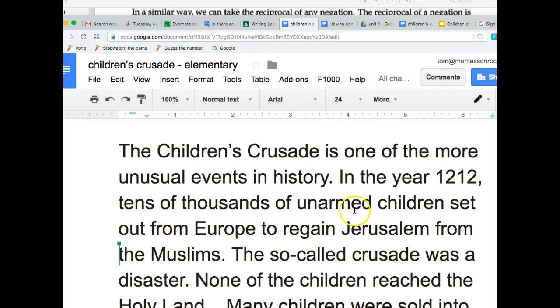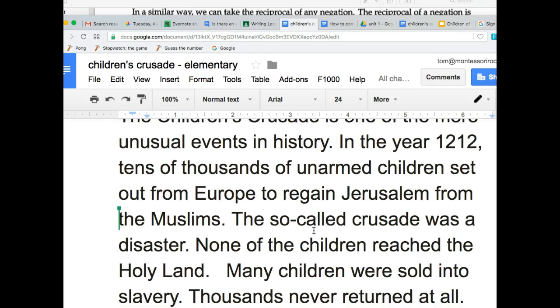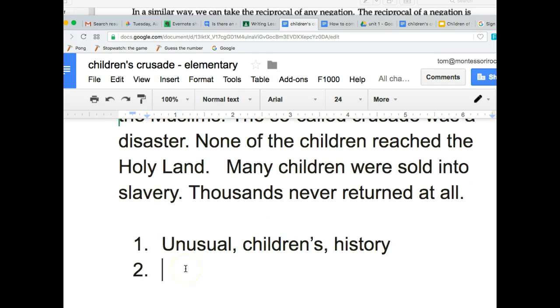Next sentence is, in the year 1212, tens of thousands of unarmed children set out from Europe to regain Jerusalem from the Muslims. So look at your second sentence. I'm going to do 1212 because I want to remember the date. And I'm going to say Europe and Jerusalem. So that's going to remind me of what I want to say.